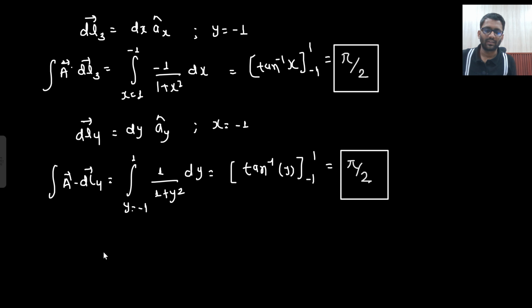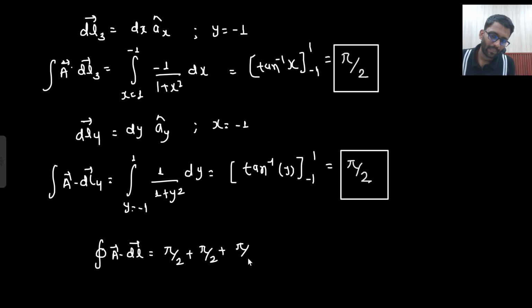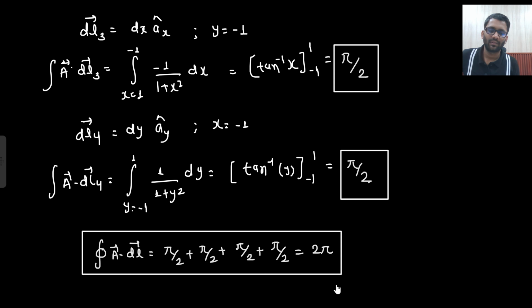So what is your final answer? A dot dl. That is pi by 2 added 4 times. So the answer is 2 pi. Okay, so that's it.